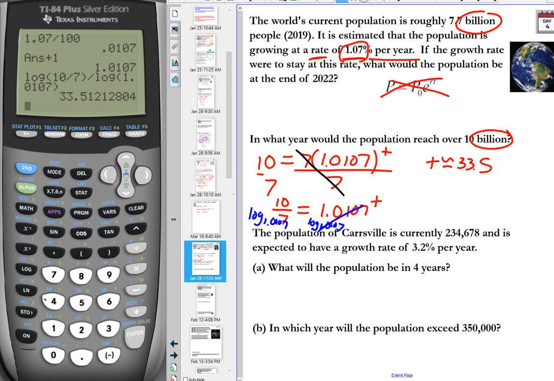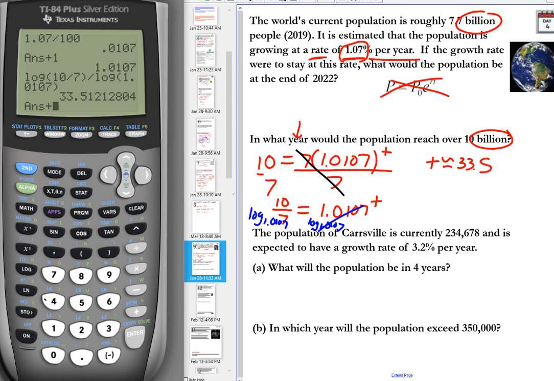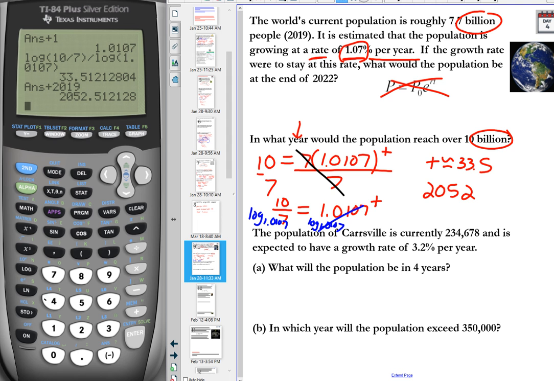So when did we start counting? Because they want to know in what year. When did we start counting population on the board column? 2019. So if we get that number that we just got and add it to 2019, it's going to be somewhere in the middle of the year 2052. I'll probably be dead by then.